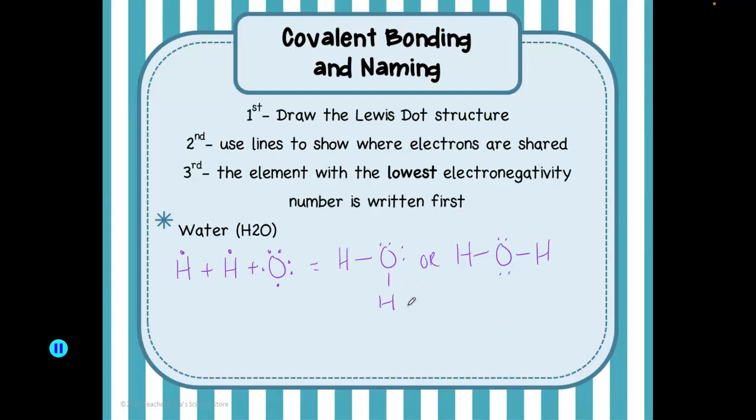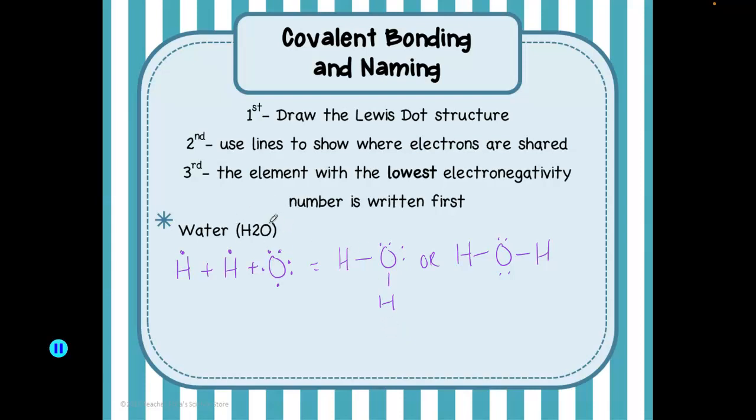You can draw them at angles, you can draw them straight across, you could even draw them vertically. It doesn't matter as long as you're representing all of the valence electrons and you're doing your bonding correctly. There isn't a right or wrong answer. We're not worrying about molecular shape right now.